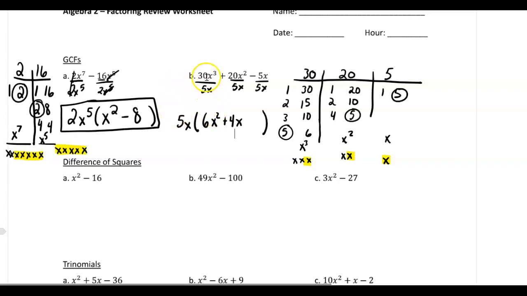5x times 6x squared is 30x cubed. 5x times 4x is 20x squared, but then you wouldn't have anything to distribute right here. So you have to have something there. So think of it instead as negative 5 divided by 5 is negative 1. So there's your number. And then x over x also is 1. And so 1 times 1, that's why you just have minus 1. And if you check with distributing, you did that correctly.